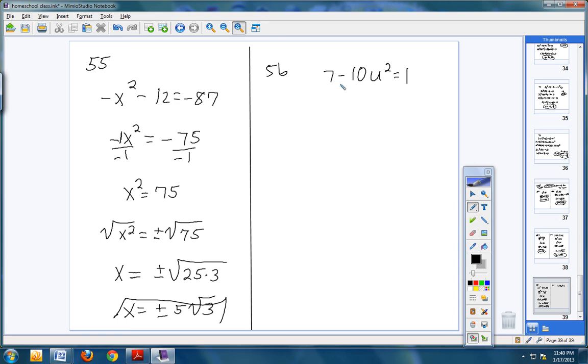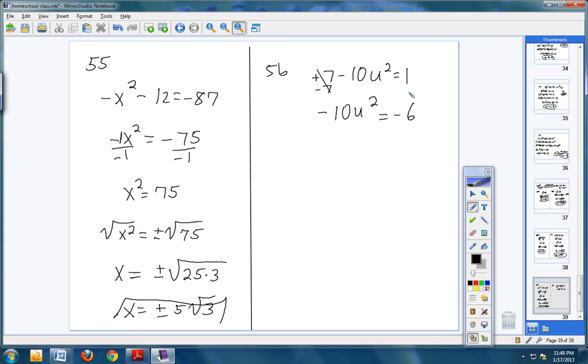Okay, step 1 says to simplify both sides. Can't do anything. Step 2 says make sure you don't have an x term, or in this case a u term. We don't. And then next we isolate the u squared. So now be careful here. This is a positive 7, not a negative 7. So I'm going to subtract 7 from both sides. That's the first thing I do.